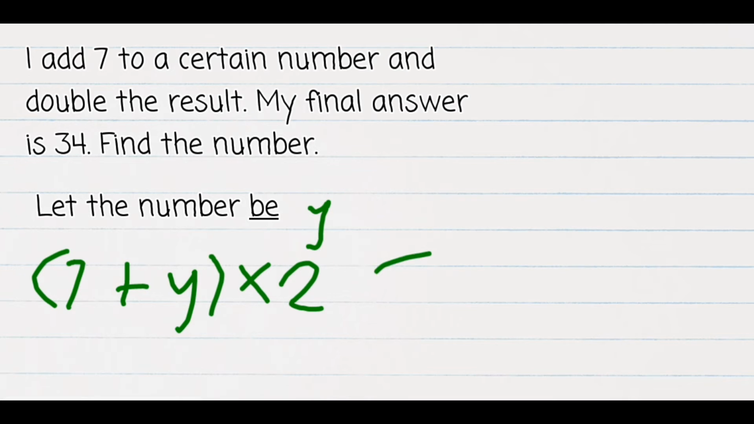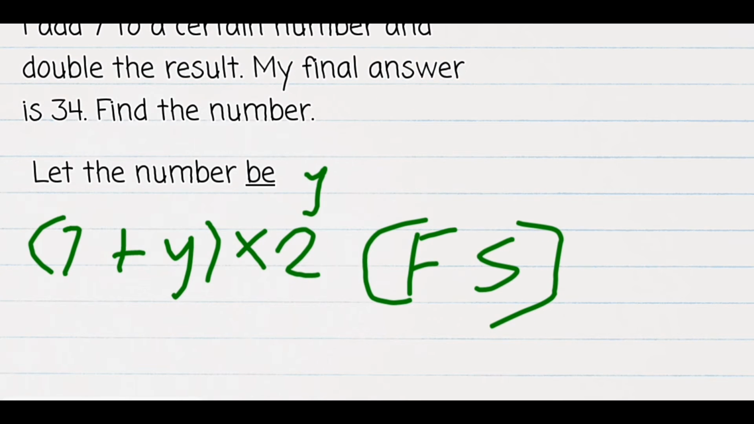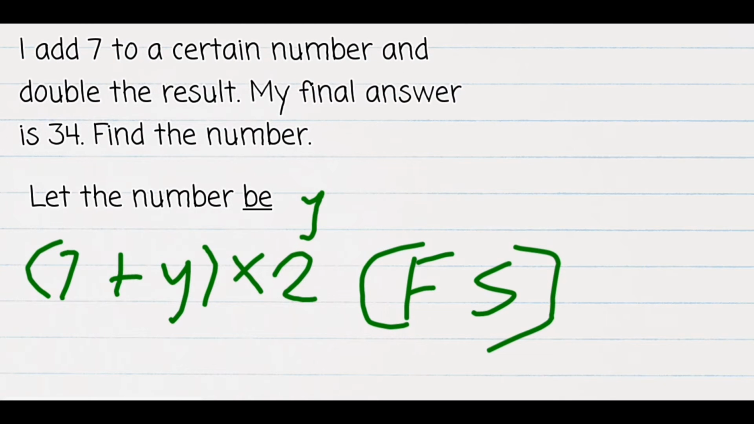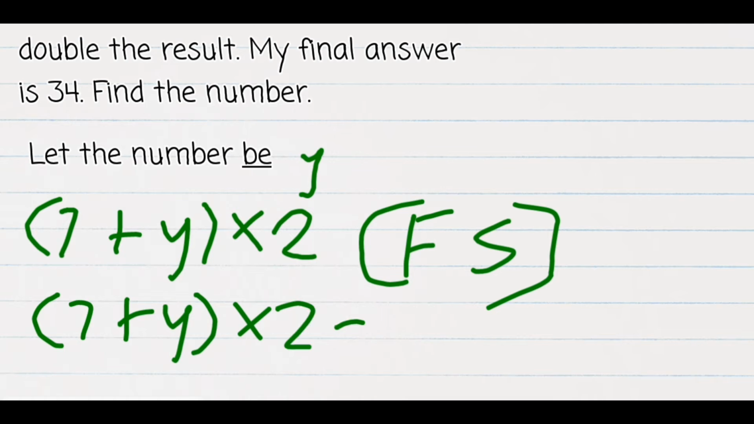Now this is what we derive from the first sentence. Note, writing this first sentence stuff isn't really mandatory, just for easier explanation. I just do it for me to be able to explain better. Now the second sentence says that my final answer is 34, meaning 7 plus y, all in a bracket, multiplied by 2 is equal to 34. And this is what we derive from the second sentence.